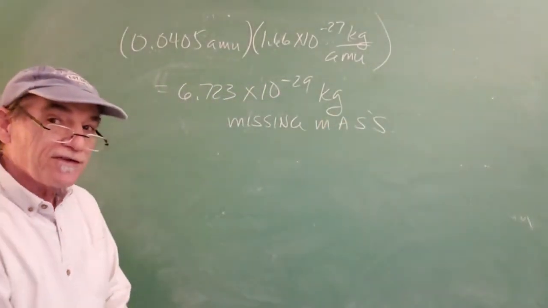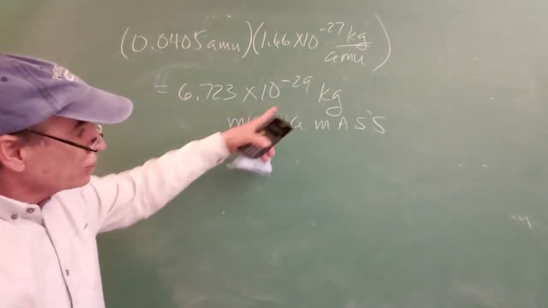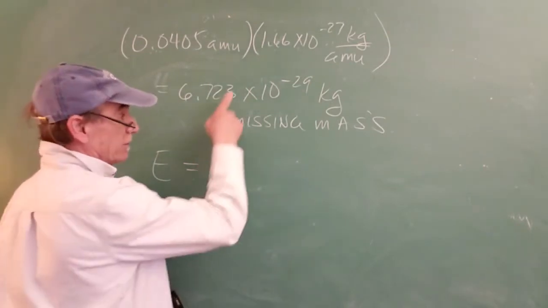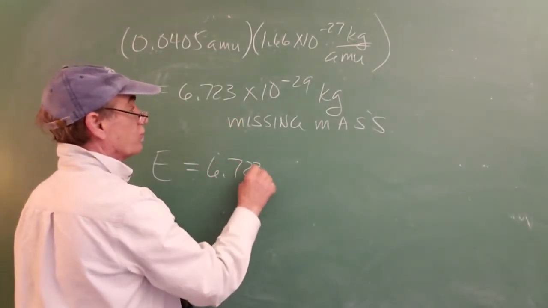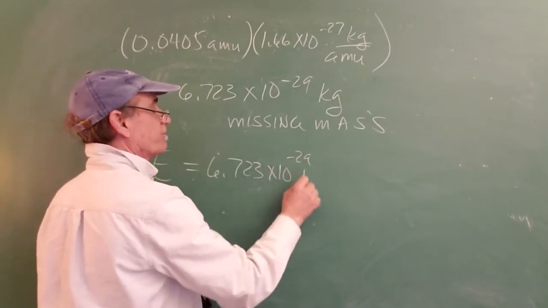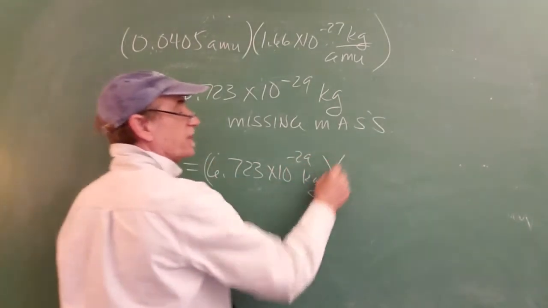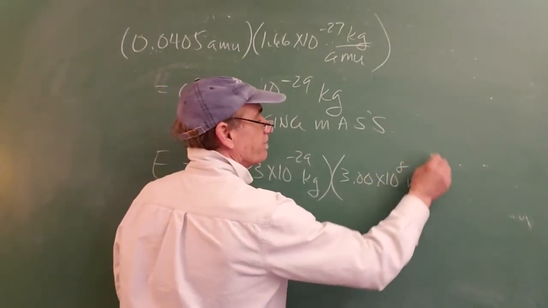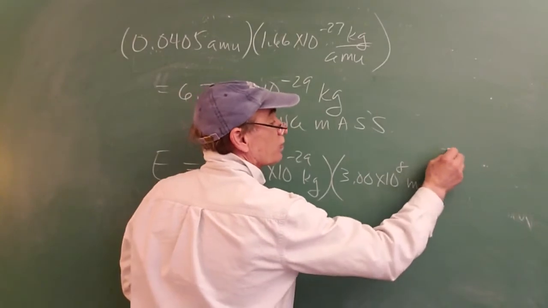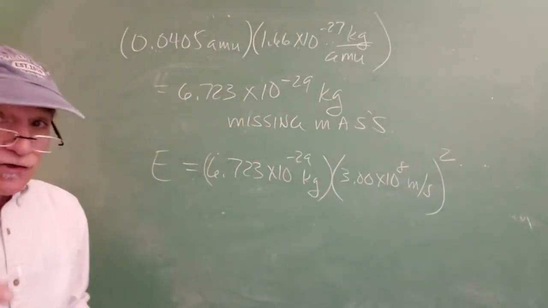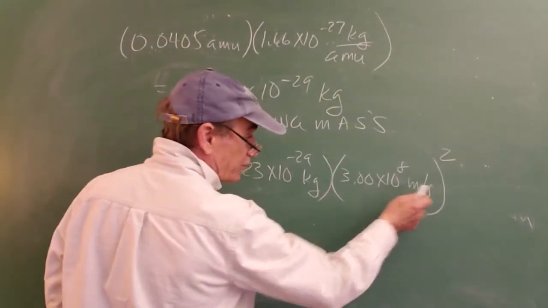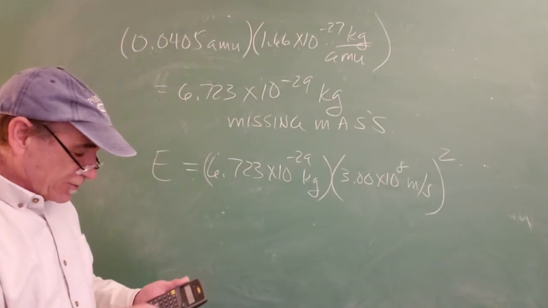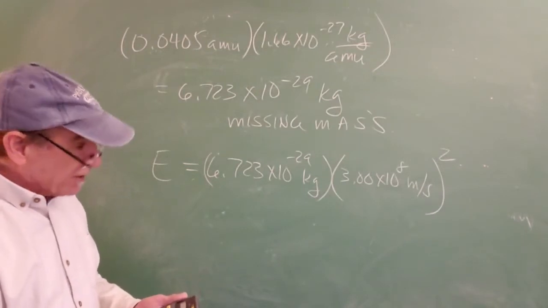Okay, well, now we can use Einstein's equation. We can convert that actually into joules. So the energy is going to be the change in mass times c squared. So we'll take the change in mass, 6.723 times 10 to the minus 29 kilograms, times the speed of light, 3 times 10 to the 8th meters per second, and we're going to square the speed of light. Notice the units come out kilogram meter squared per second squared, and by definition, that's a joule. So let's go ahead and take this times c squared.